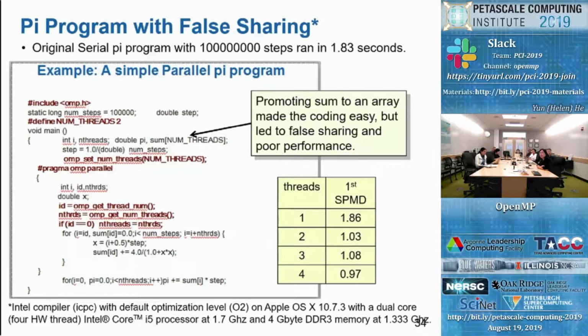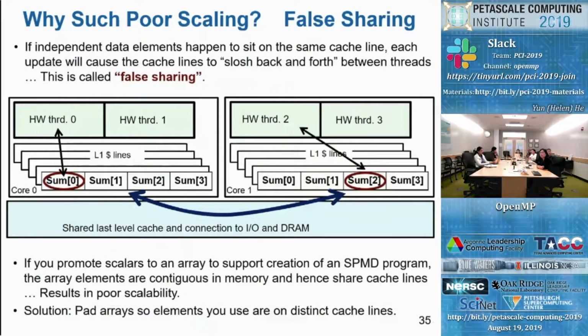So the reason for that is something called false sharing. False sharing is a common symptom that you would see in OpenMP. So next slide, please. So how did false sharing happen?